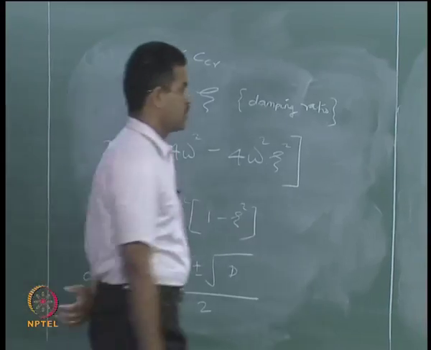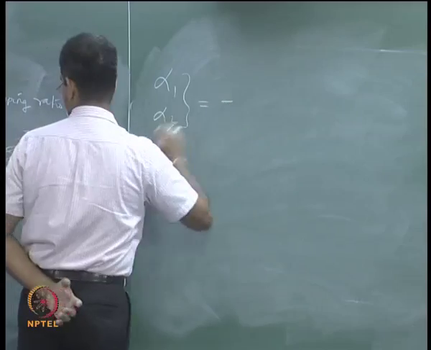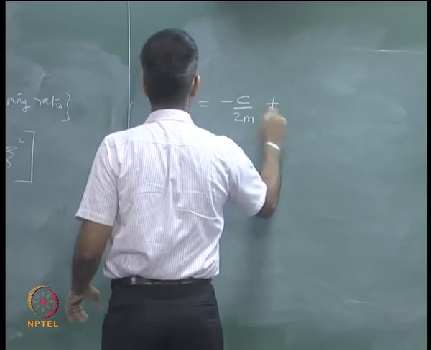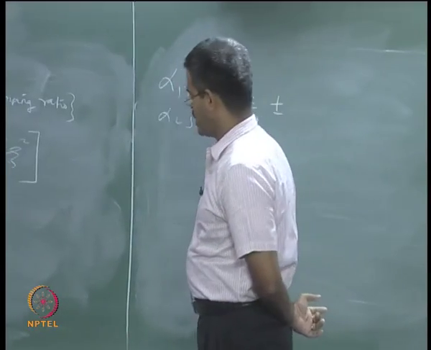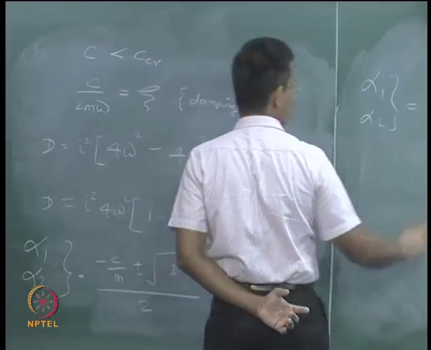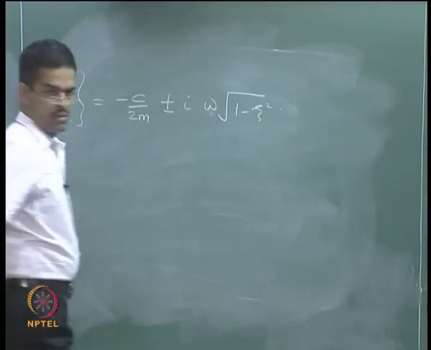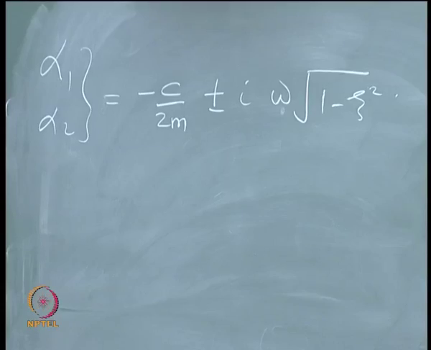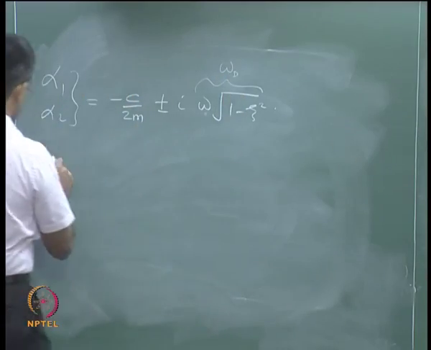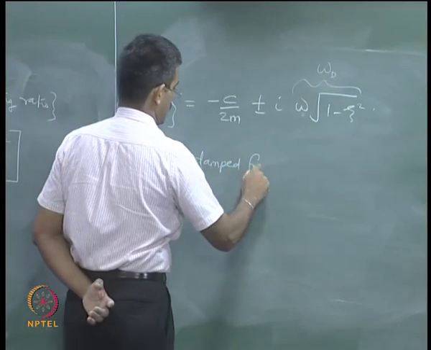So I get alpha 1, alpha 2 as minus c by 2m plus or minus. If I take the root of this, the 2 goes away, I get omega root of 1 minus zeta square. Is that all right? Okay. I call this omega d, where omega d is called the damped frequency.